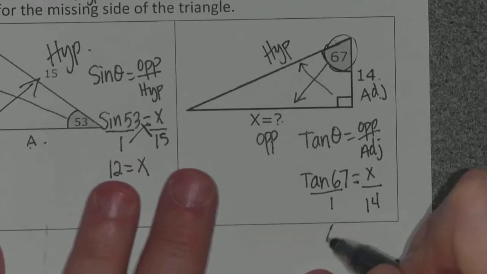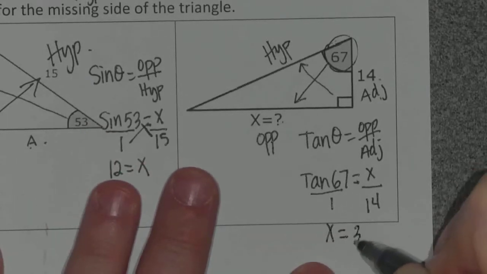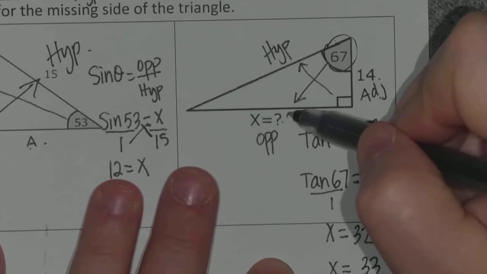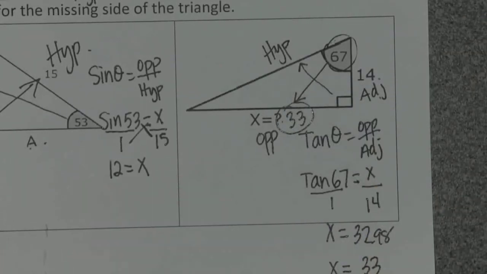Yeah, so if we round, these ones are kind of funny with our rounding, right? We got 32.98, which you guys are right. We could probably round that to 33. So our x value, or the length of the opposite side, is 33.